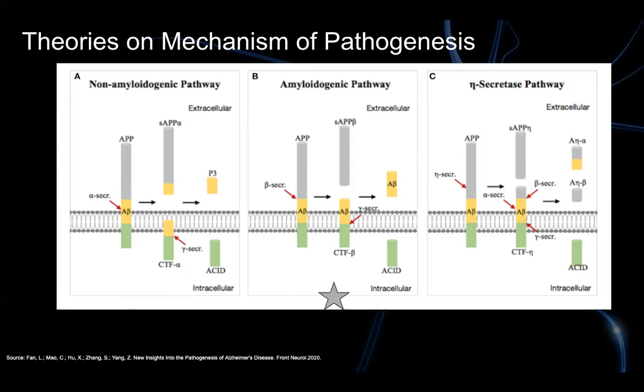The second is the amyloidogenic pathway, where APP is cleaved to CTF beta by beta secretase. This results in various lengths of the amyloid beta being cleaved by the gamma secretase here and released into the extracellular environment. Once in the extracellular environment, they can aggregate together and accumulate around neurons, resulting in Alzheimer's disease pathology. The third pathway is the eta secretase pathway. That is the alternative to the alternative normal physiological outcome that doesn't result in the accumulation of amyloid beta plaques.